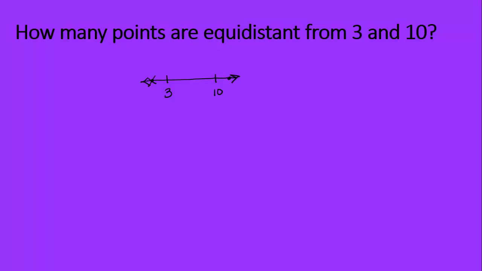The only way to find a point that's the same distance from both is the point exactly halfway, the midpoint. To find the midpoint, you can just find the average of 3 and 10. Add them and divide by 2. There it is. The number halfway between them is 7.5. That's the only number on the number line that is equidistant from both 3 and 10. So there's only one solution to that problem.